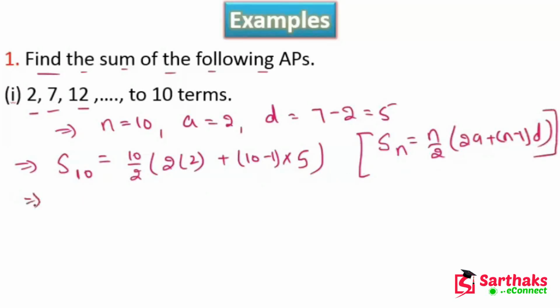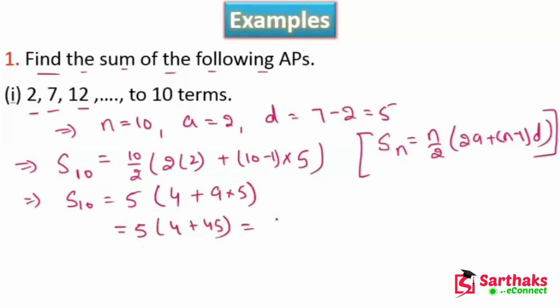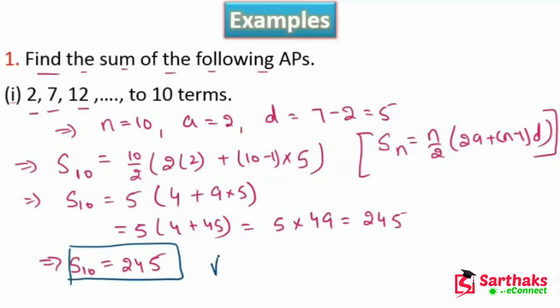Now S10 is equal to 5 into 4 plus 9 into 5. We get 5 into 4 plus 45, and we get 5 into 49. If we multiply this, we get 245. Now the answer is S10 equals 245. So this is our final answer. I hope you understand these things.